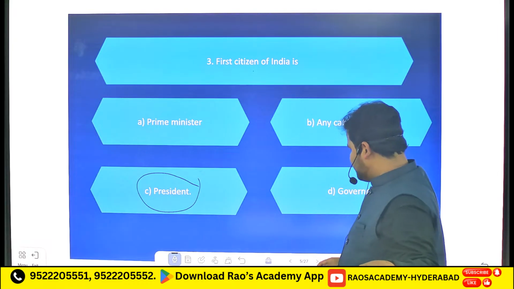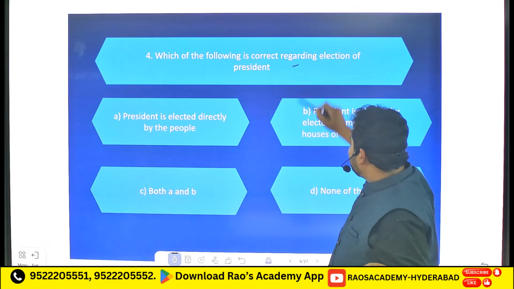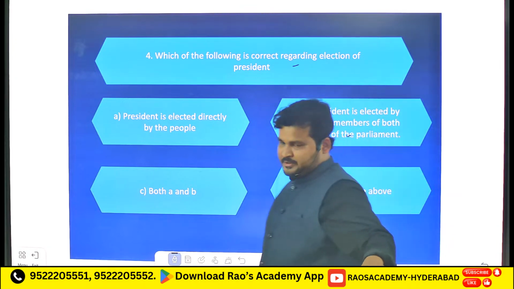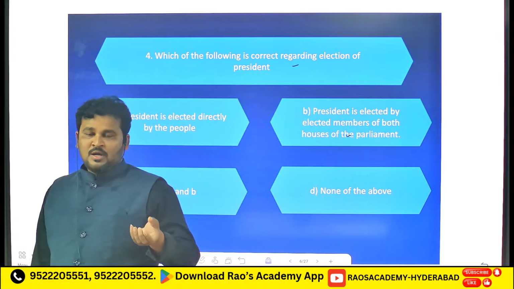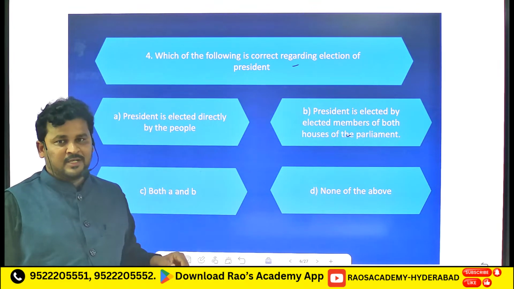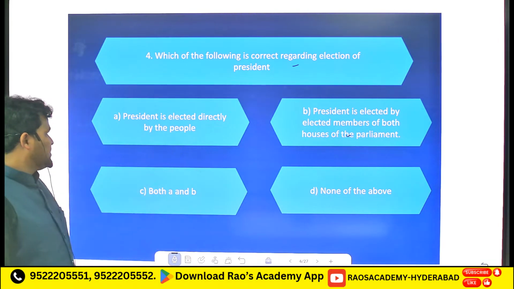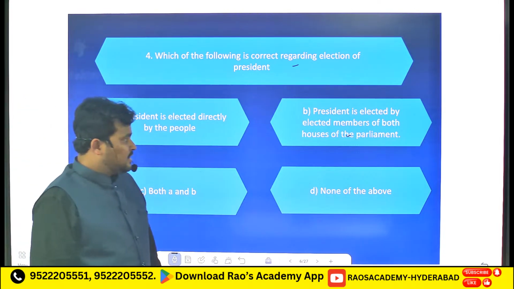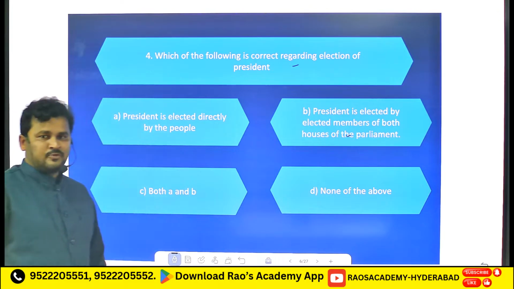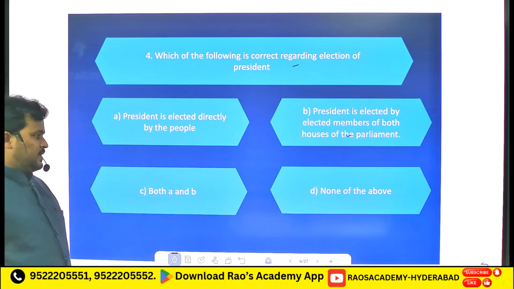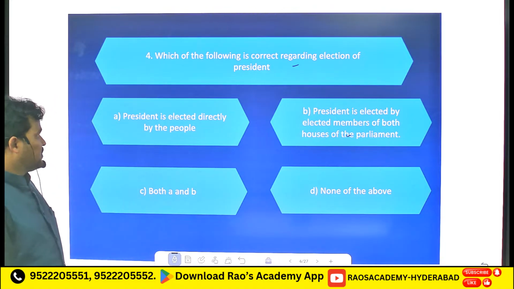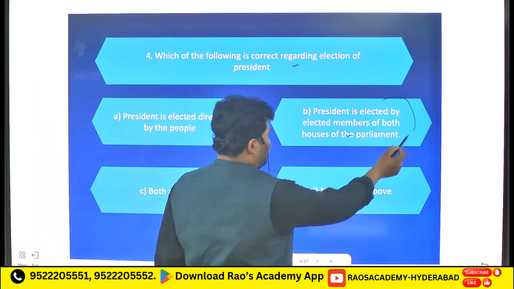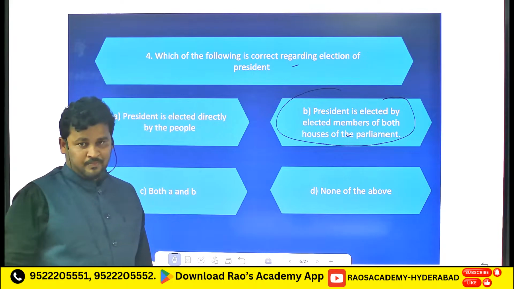And coming to one more question. Which of the following is correct regarding the election of president? To answer this question, we have to know the electoral college of the president as well as the vice president of India. Clear? The options are: A, president is elected directly by the people. We have to find the right one. B, president is elected by elected members of both houses of the parliament. C, both A and B. D, none of the above. So for the fourth question, the answer is that the president is elected by elected members of both houses of the parliament.